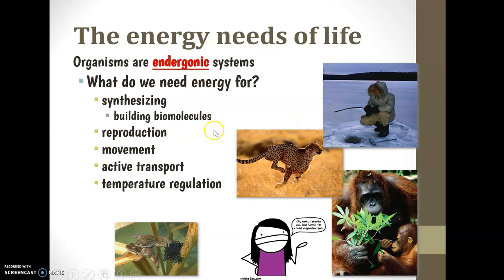So we are endergonic systems. We constantly have to take in energy so that we can perform basic functions like living. So what do we need energy for, or how do we make that energy and then use it? We can build our own biomolecules. We reproduce, we move, we have to actively transport molecules, send messengers throughout our body, and regulate our temperature. In our bodies, we're at 98.6. We have to maintain that homeostasis, or else, RIP.